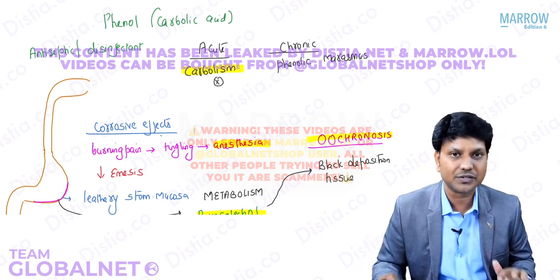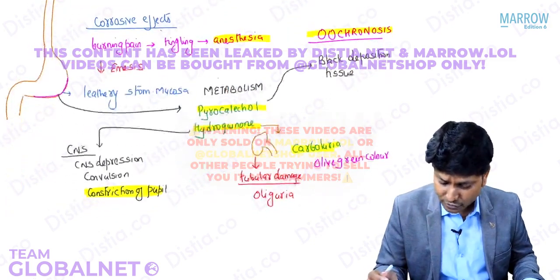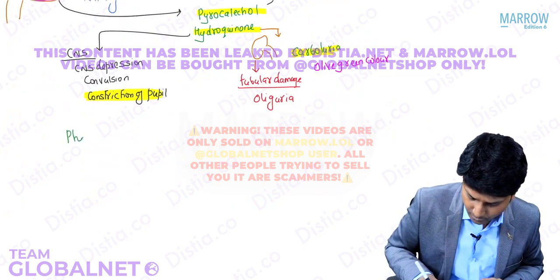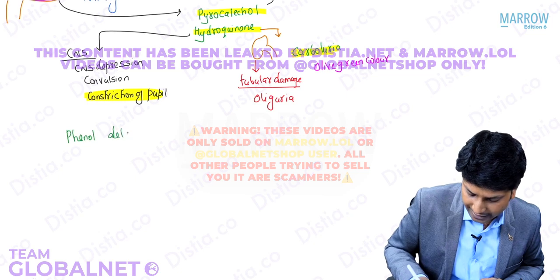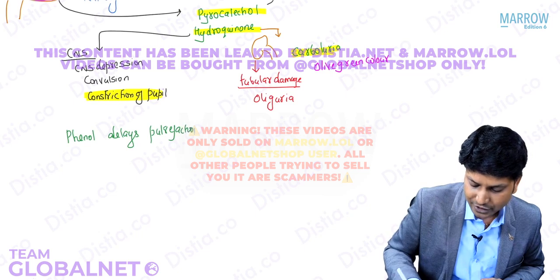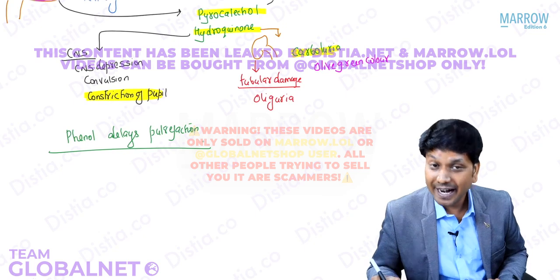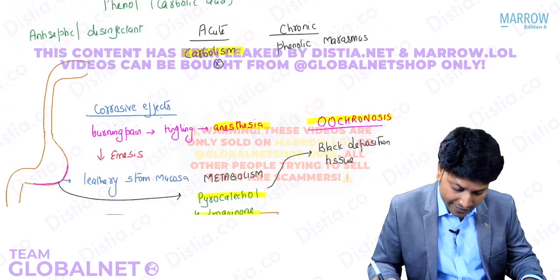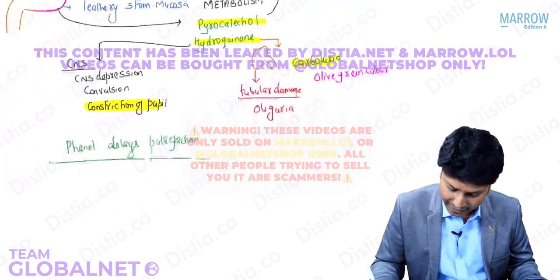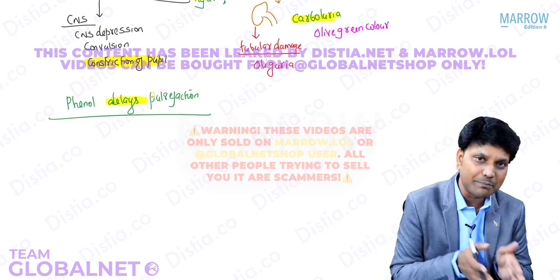We have discussed all the features of carbolism. Let us assume the patient died due to phenolic poisoning. During autopsy, what you can notice is that phenol delays putrefaction. Can you tell me the logical reason why? I told you earlier that phenol is basically an antiseptic. So it has an antiseptic effect. That is the reason it delays putrefaction, because you know very well that for putrefaction you need bacteria.